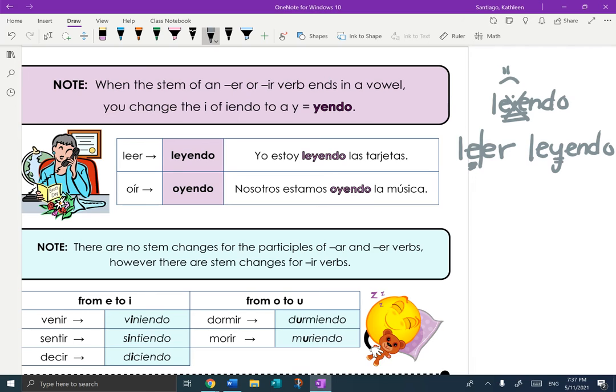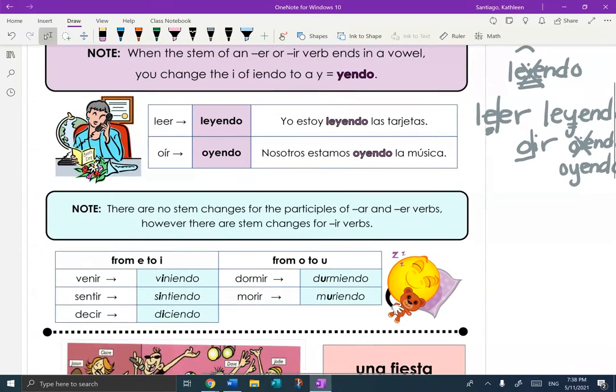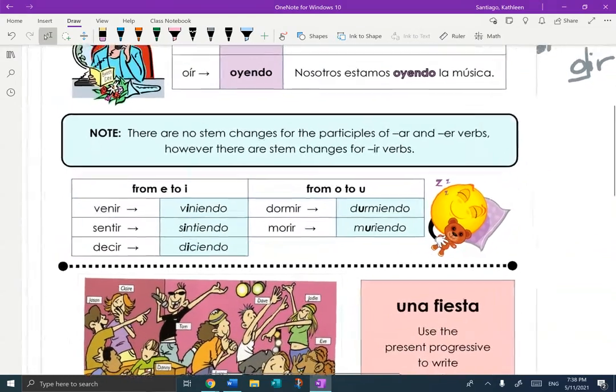Leyendo. Same thing with oír. Oír, when we chop off the IR, we're only left with the O. Well, we don't want oiendo. We want oyendo. So we're going to do it like this, oyendo. And those are right here. These are your two exceptions here. Please note, there are no stem changes for the participles of AR and ER verbs. However, there are some changes for IR verbs.